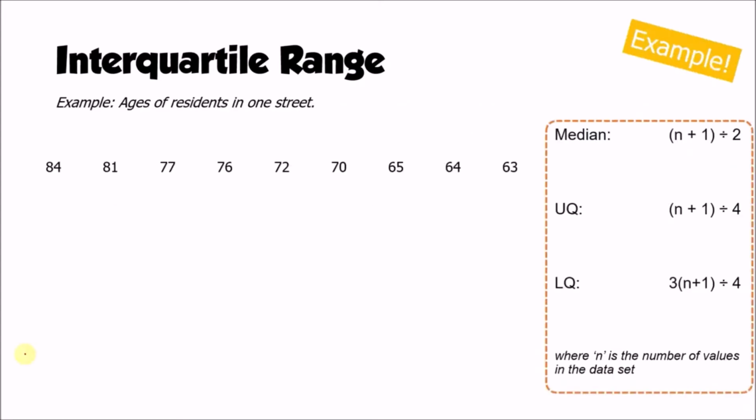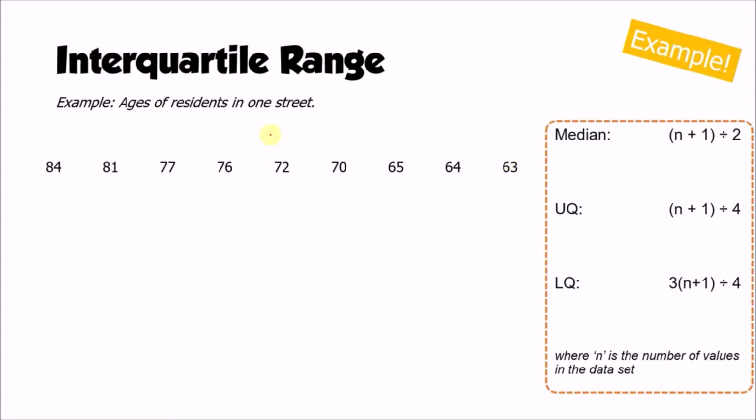So we're going to have a look at an example together here, and for this example set of data I want you to imagine that I've gone along and I've collected the ages of residents in one street. So I have asked 9 people along a street how old they are, and I want to see what the range of data is here by examining the interquartile range.